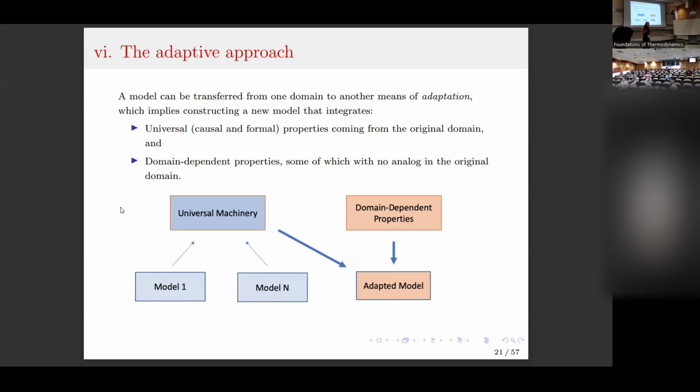But what I want to put forward here is a different approach to knowledge transfer that I think applies to most of the cases of the export of statistical mechanics to other domains, which is what I call the adaptive approach. The adaptive approach can be defined as follows. A model can be transferred from one domain to another if there is enough adaptation, which means that the new model or the new theory integrates certain universal, causal, and formal properties that come from the original domain, but also integrates certain domain-dependent properties, some of which have no analog in the original domain.